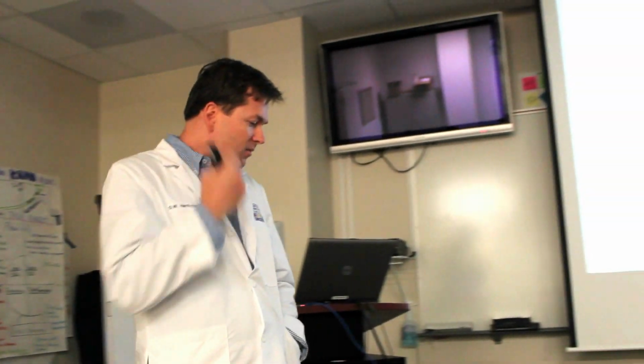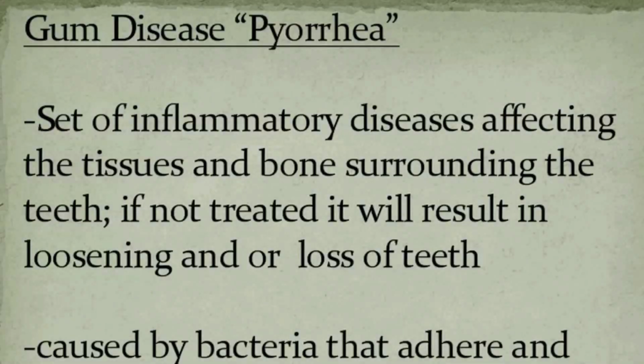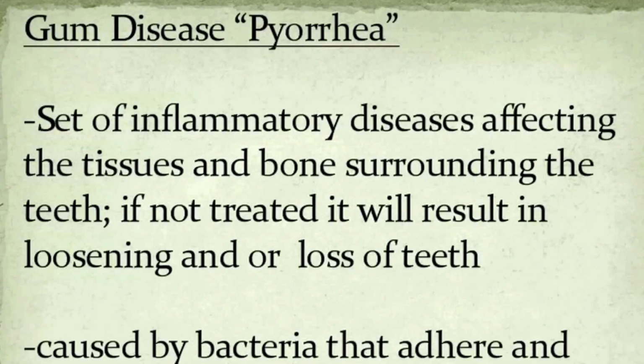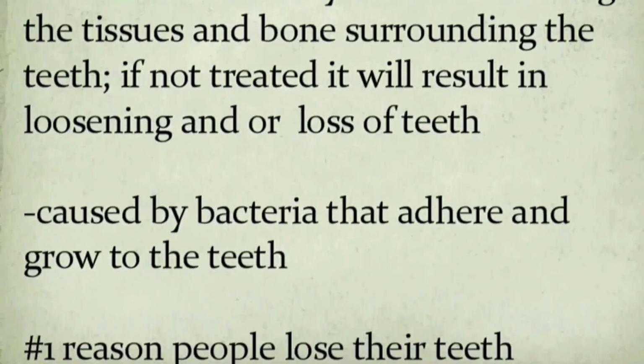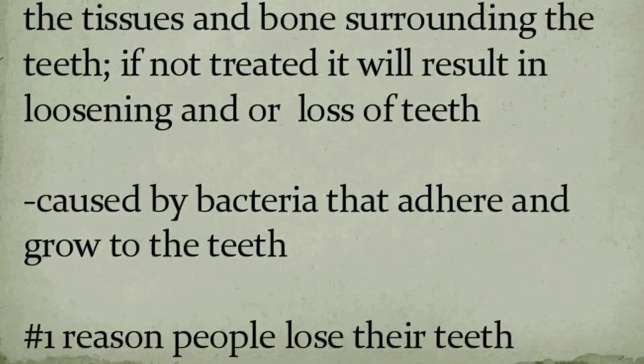So the next thing you usually see with diabetic patients is gum disease. Basically, the definition is a set of inflammatory diseases affecting the tissues and bones surrounding the teeth. If not treated, it will result in loosening and or loss of teeth. And it's caused by bacteria that adhere and grow on the teeth.